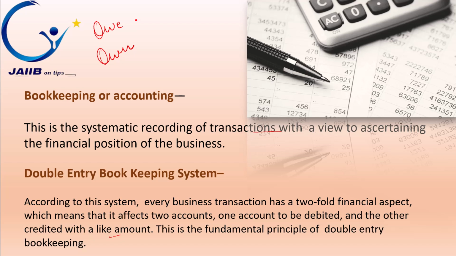So the key idea is the double entry bookkeeping system. According to this system, every business transaction has a twofold financial aspect, which means that it affects two accounts. One account is to be debited and the other credited with a like amount. This is the fundamental principle of double entry bookkeeping. So simply it means every transaction affects at least two accounts. One gets more money, like getting paid, and the other gives away money, like paying for something. This helps you keep everything balanced and organized.